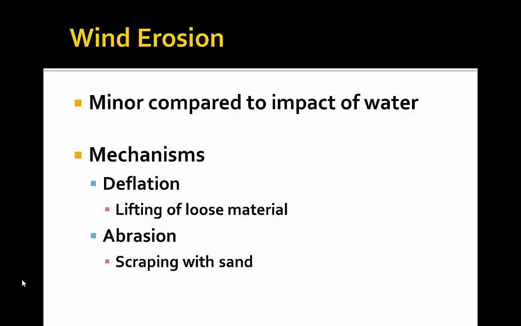There are two ways that wind erodes materials: deflation and abrasion. In the case of deflation, you're simply blowing things out of the way. In the case of abrasion, you're picking up those things, picking up that sand, and blowing it against something. So just like glaciers could pick up materials and grind it against the Earth's surface, wind can pick up sand and use it to grind against surfaces.